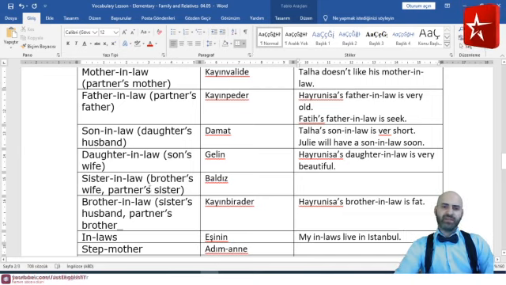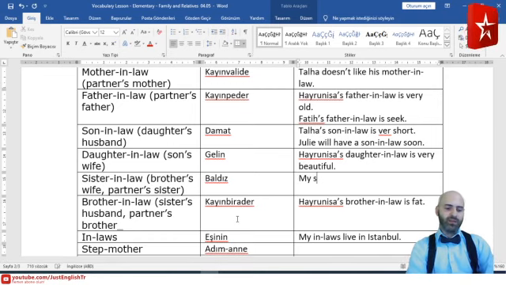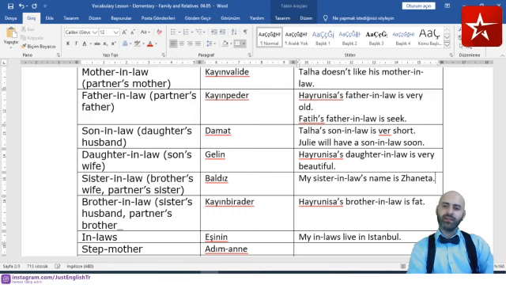We don't have a sentence about sister-in-law, but no problem. I can write an example for this. My sister-in-law's name is Janeta. Okay.